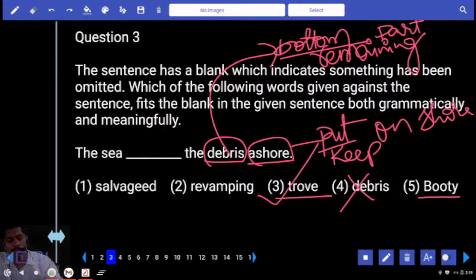You can take the third option, trove. Trove is also not directly related, but as we do not have other proper options, we are taking the third one. The correct word is pushed. The sea waves pushed the debris ashore.